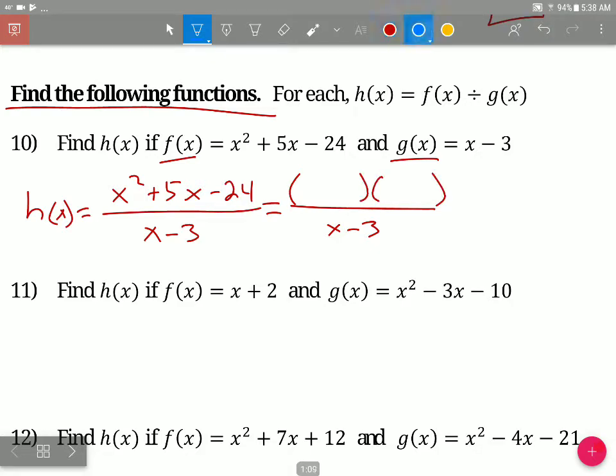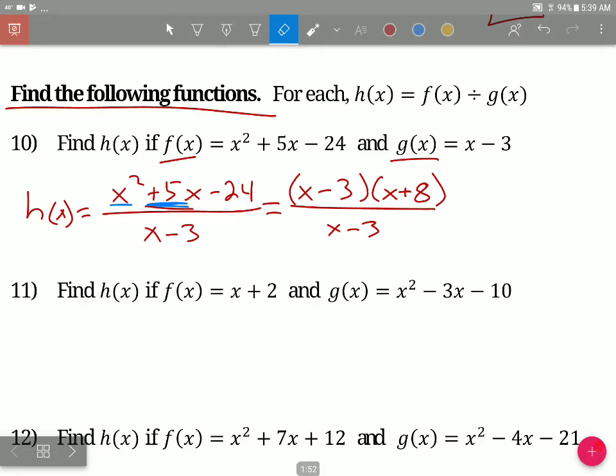What are two things that multiply to x squared? Well, that's x and x. What are two things that multiply to negative 24? It's probably going to be either 6 and 4 or 3 and 8, most likely. I think in this case it's a 3 and an 8. And we're adding to a positive 5, so we need more positives than negatives. Check: x times 8 is 8x. Negative 3 times x is negative 3x. 8 minus 3 is 5. Yep, that's the middle term, so that is the correct combination.